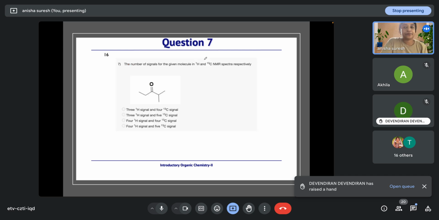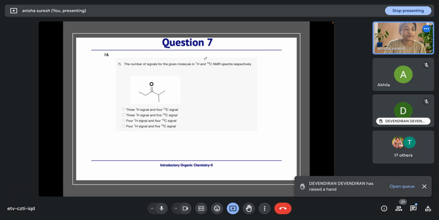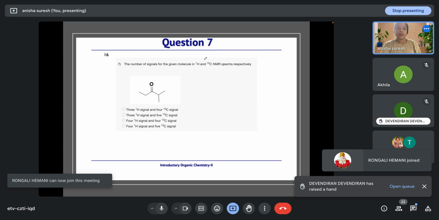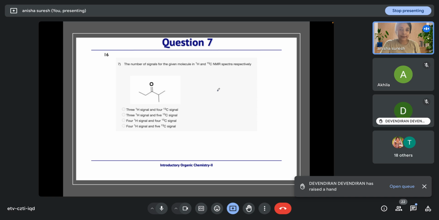Now coming to question number 7. The number of signals for the given molecule in proton and 13C NMR spectra respectively. How many signals will it be showing in proton NMR and 13C NMR? First we can see 13C NMR. I will draw this figure once again.